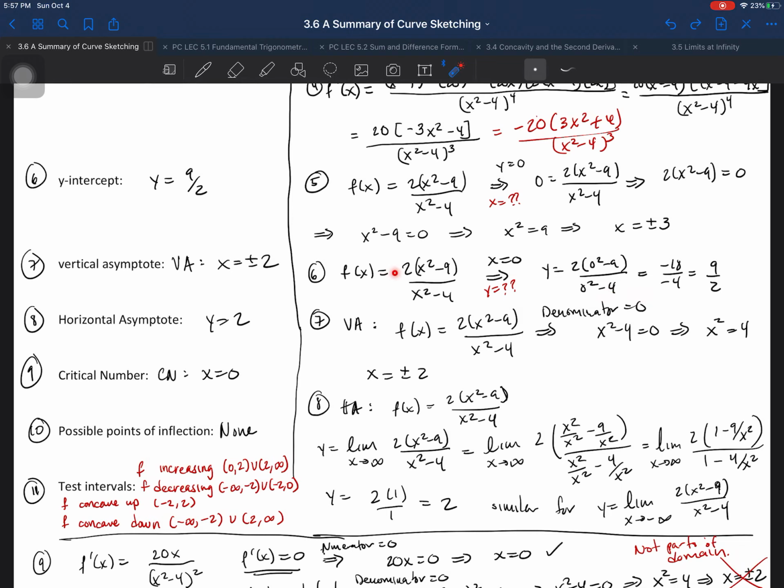Again, we're looking at the original function, right? This is just the original function. Remember that this was done in algebra. So then, therefore, the y-intercept is y equals 9/2.